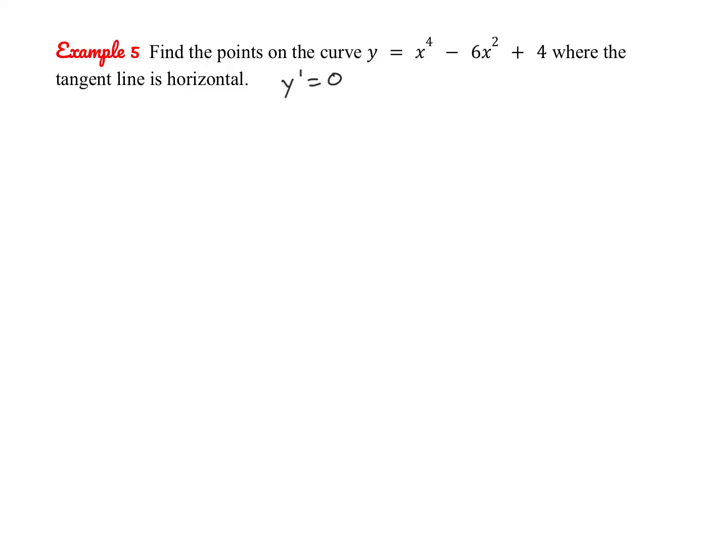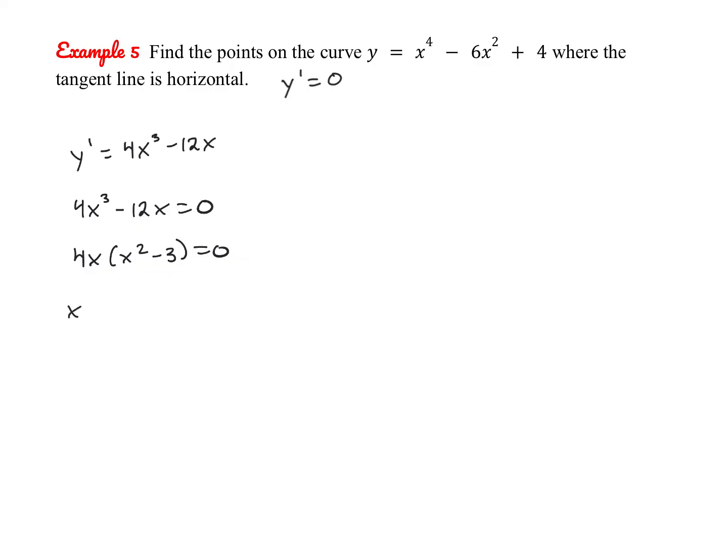So that means first we need to figure out the x values where our derivative is equal to 0. So we first need to find y prime. We could do our power rule for this, and we get 4x cubed minus 12x. And then again, we need to figure out where our derivative is equal to 0. So we're just going to solve. This one we can actually solve by factoring and then doing the zero product property.